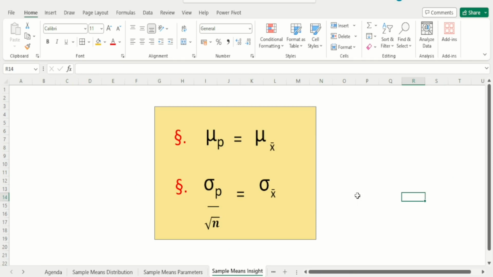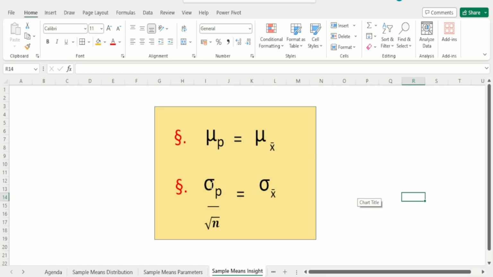So this is what we just discussed. This is just the key insight that we just looked at from the previous sheet. So the mean of the population is going to be equal to the mean of the means of samples, and that is what is written here mathematically. The P here refers to population. The X bar here refers to the fact that we are taking the means of the samples.